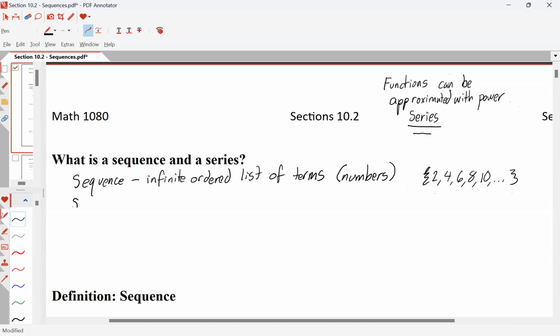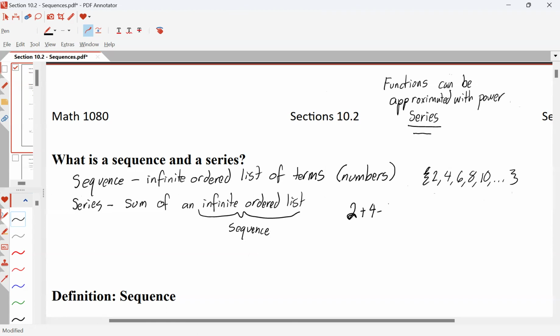A series is the sum of an infinite ordered list. So it is the sum of a sequence. So we're going to take a sequence and then add all the terms together. So like 2 plus 4 plus 6 plus 8 plus 10 plus so on.